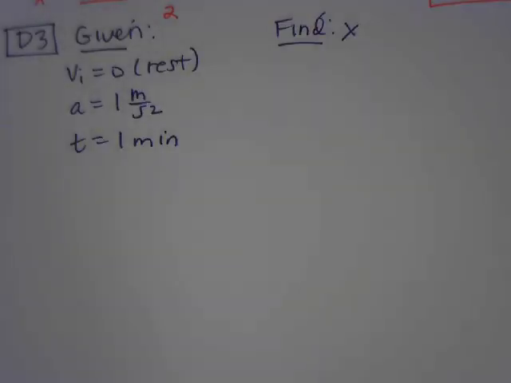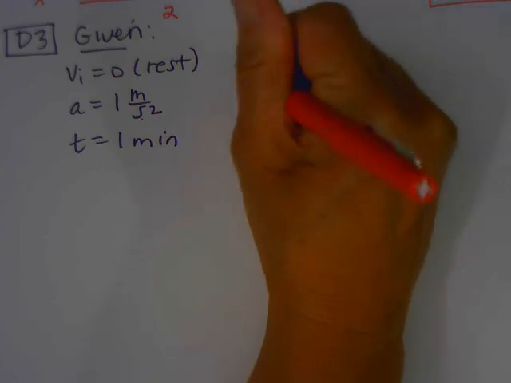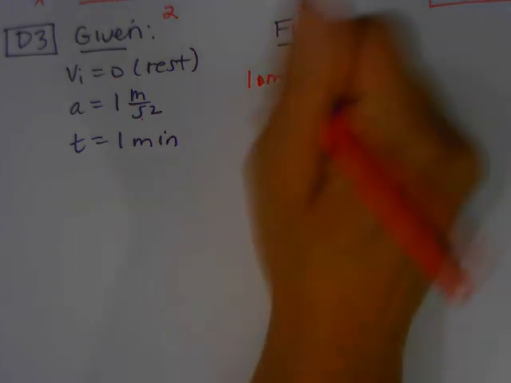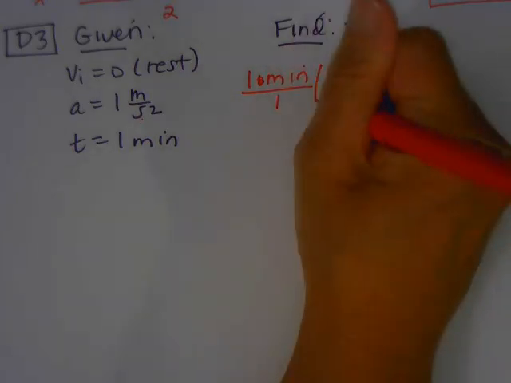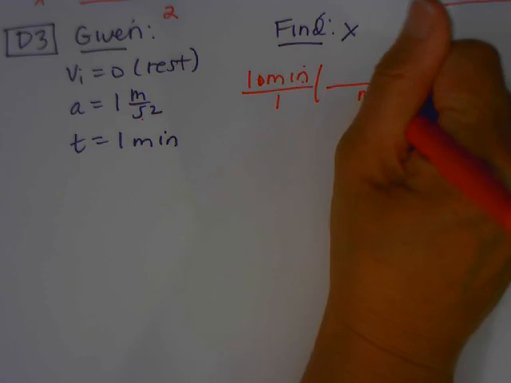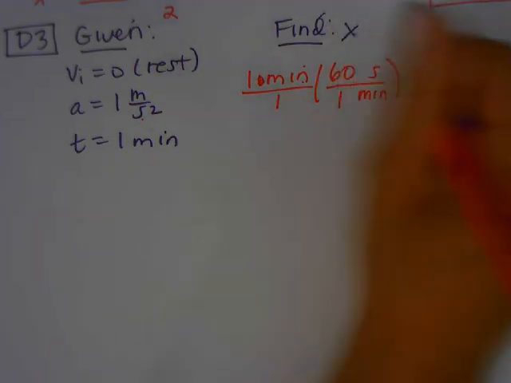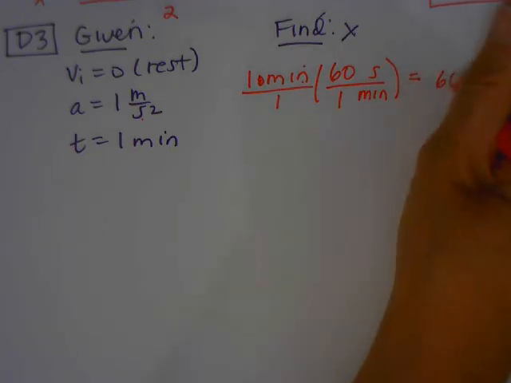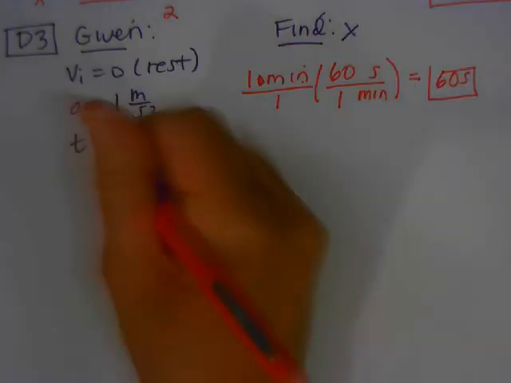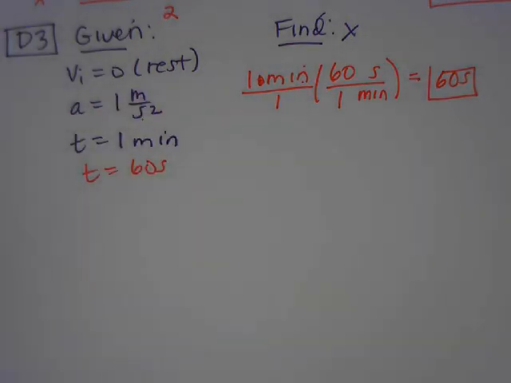First of all, I'm going to say to myself, this is seconds squared, and that's minutes, so those aren't going to cancel. So I'm going to take 1 minute, put it over 1, and convert that to seconds. If minutes is in the numerator, I put it in the denominator, and there's 60 seconds in 1 minute. So t is equal to 60 seconds, and that's the way I'm going to put it in my equations.